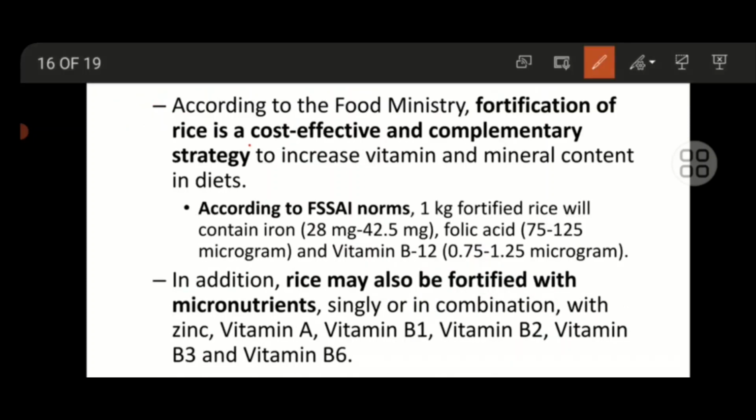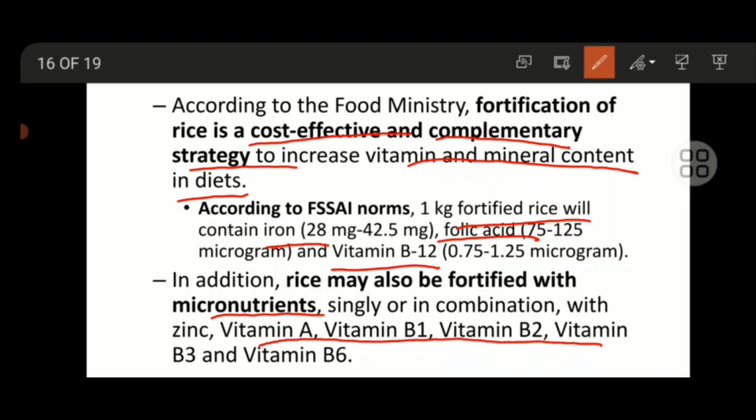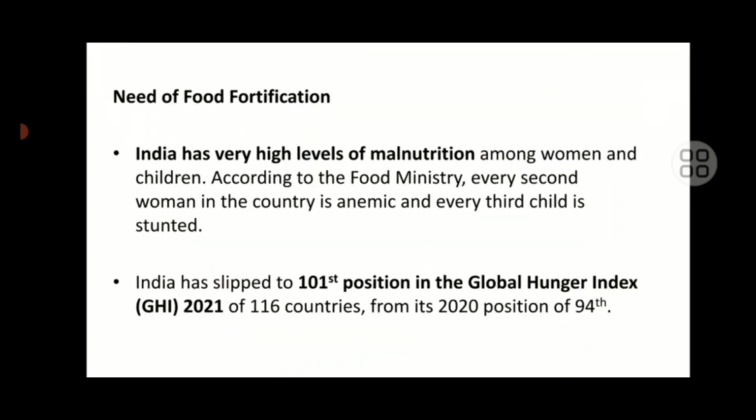According to the Food Ministry, fortification of rice is a cost-effective and complementary strategy to increase vitamin and mineral content in diets. According to FSSAI norms, 1 kg of fortified rice will contain iron, folic acid and vitamin B12. Rice may also be fortified with micronutrients like zinc, vitamin A, B1, B2, vitamin B6, etc.